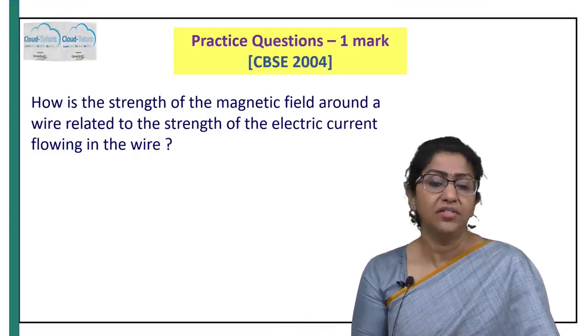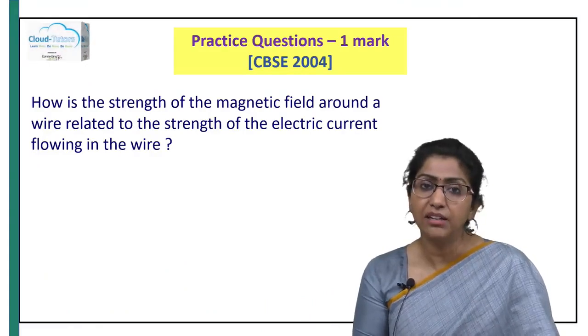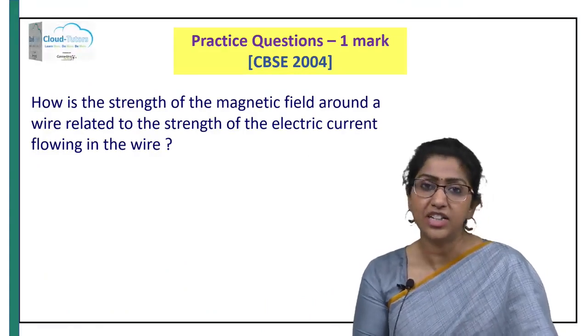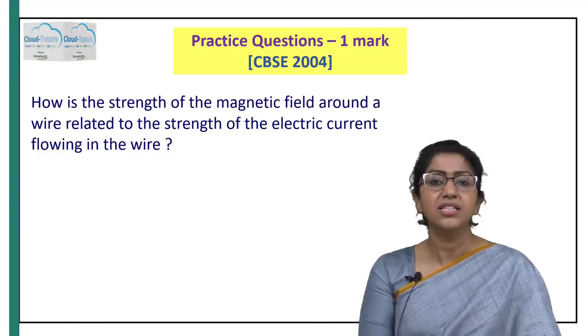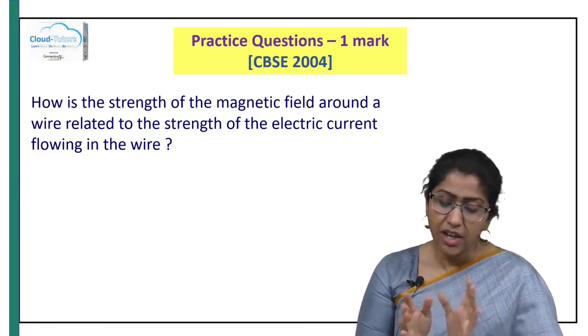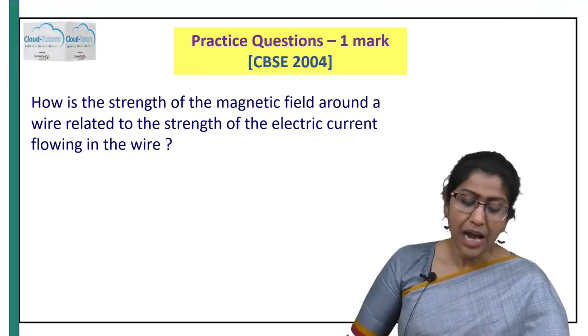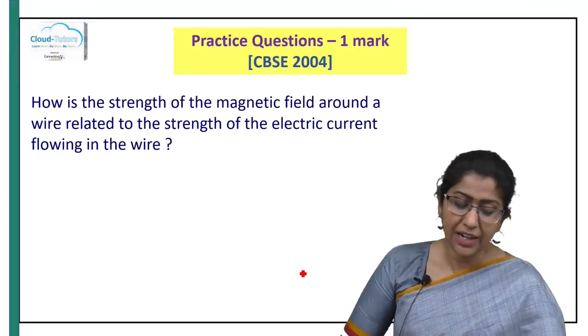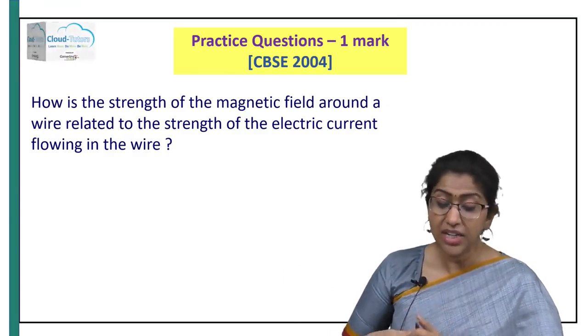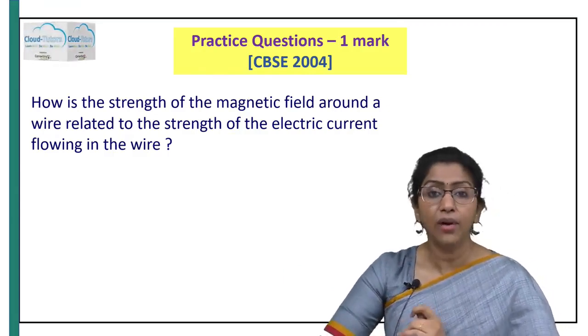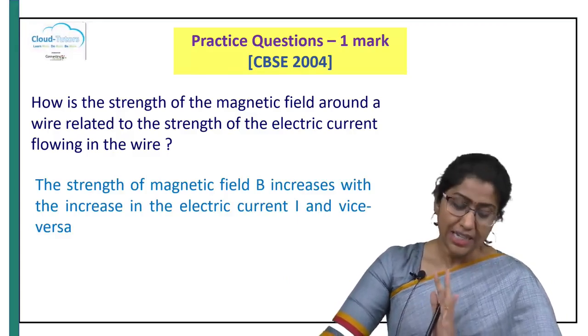Alright, now that we have understood a fair amount about how magnets work, what a magnetic field is, and the different effects of electric current, let's try and answer a few practice questions. This is a 1-marker question, and the first one is: how is the strength of the magnetic field around a wire related to the strength of the electric current flowing in the wire? It's a very easy one.